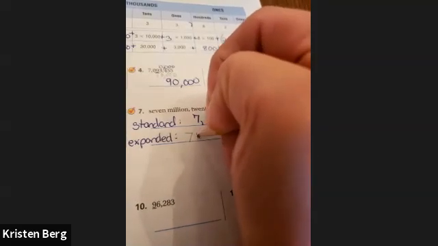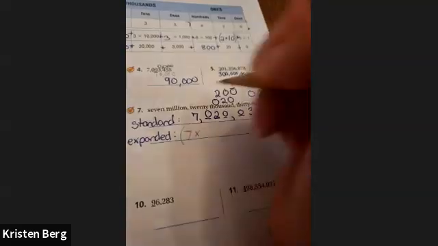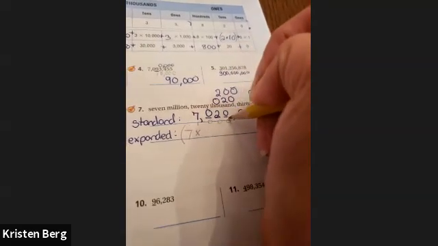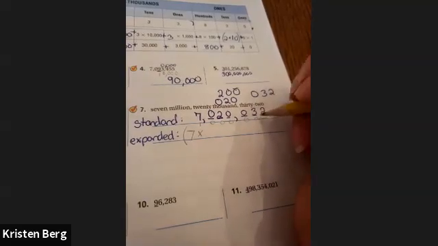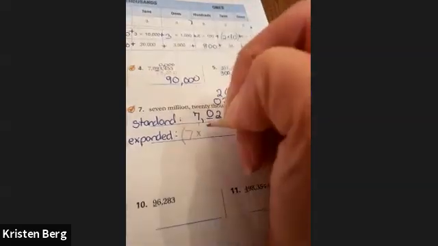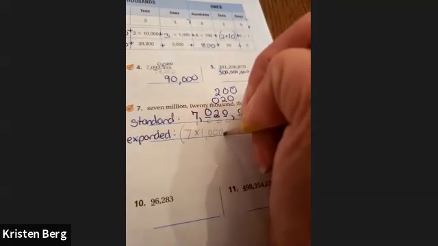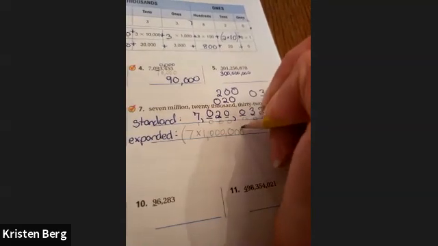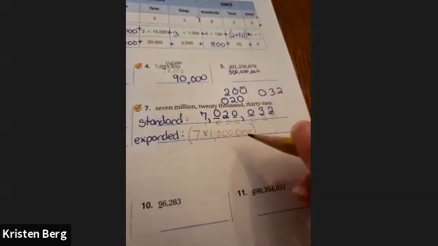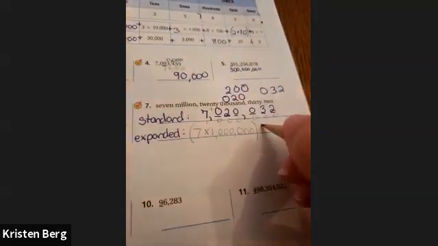Then you have to times it by whatever place value it is. We'll say I don't know what that is. So if you put a 1 and you add on zeros until you get to the end, it will help you. It is saying 1 million. So that's all you need to do. Say 7 times 1 million.